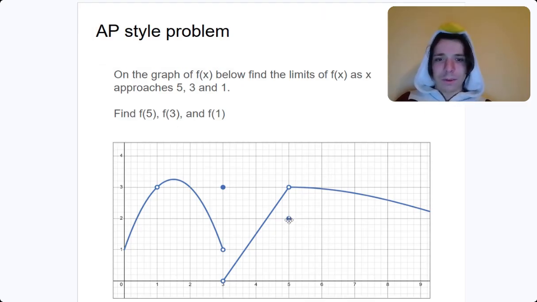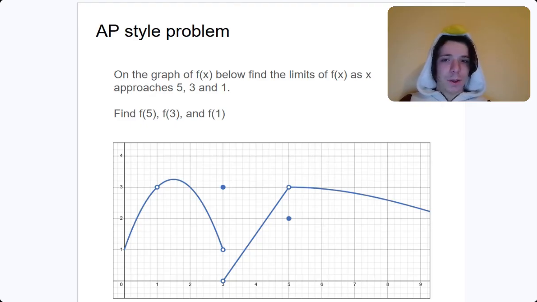So f of 5, we can see the dot, that's going to be 2. And f of 3, that dot right there is going to be 3. F of 1 is just an open circle, so that's going to be undefined.